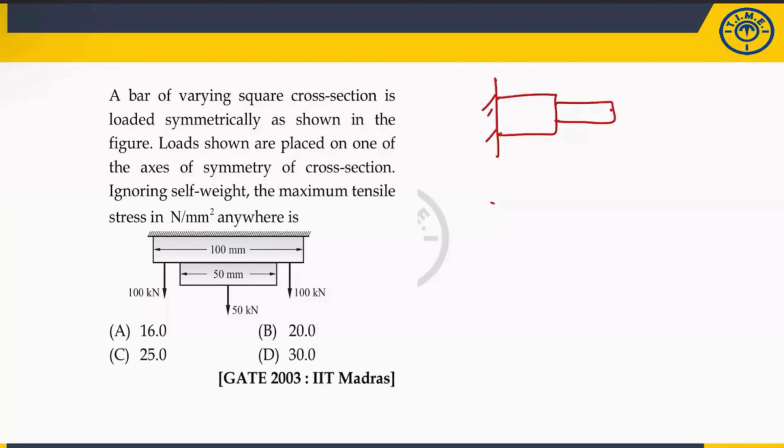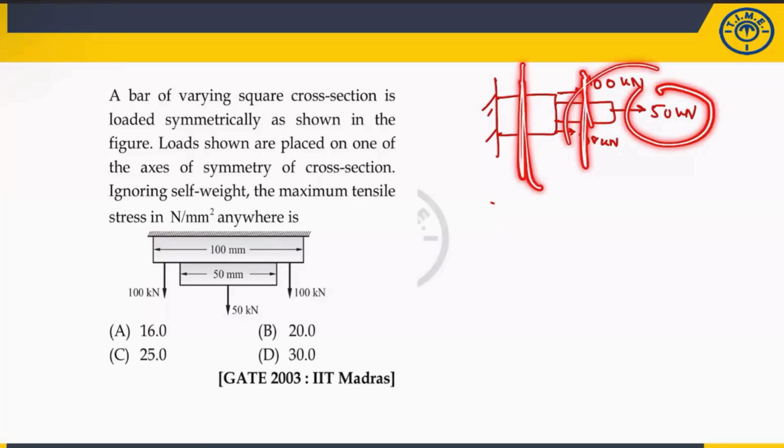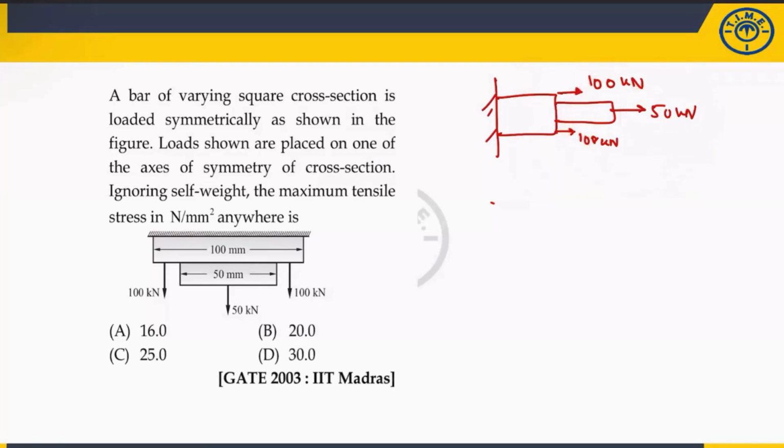The load is acting here. Let us suppose this is 100 kilonewton, this is 100 kilonewton, and this will be 50. I think now you can solve it, because I have discussed this problem. How will you do it? You take the section and take the algebraic sum. Take the section, take the algebraic sum. The concept is the same; they are just twisting the question.